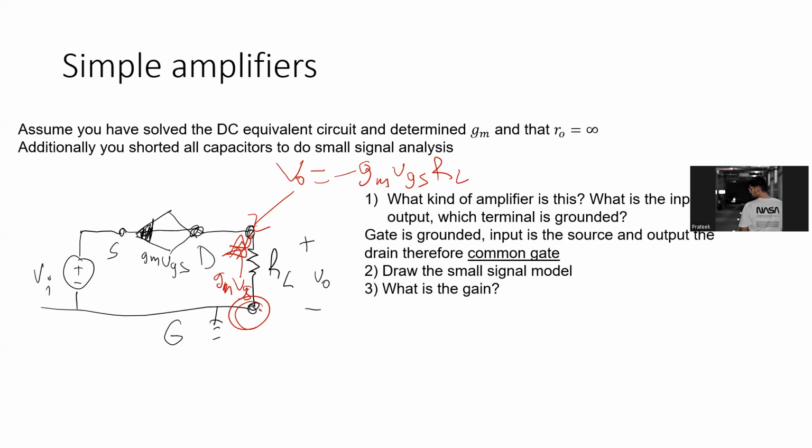And what is your input? So just be careful, because remember, this is the source and this is the gate. So your input is minus VGS or VSG. Is this clear to all of you? Questions at this point? Go ahead. So when you say negative or VDS, we're just looking at from the top of the source to the gate? Well, the voltage from here to here is negative GMVGS, yeah. And that's actually VO.